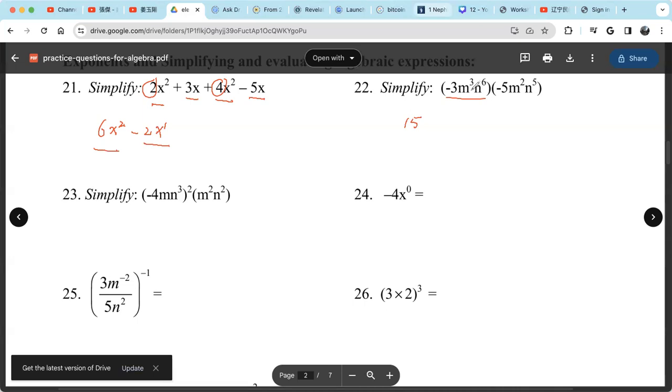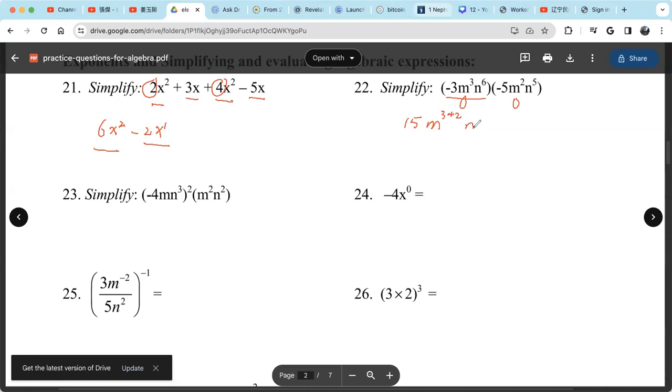Then we're looking for the same base. Here we have m cubed, here we have m squared. We multiply m raised to 3 times m raised to 2. We add the exponents. M raised to 3 means m times m times m, 3 times, right? M raised to 2 means m times m, twice. So it makes sense to add the exponents. So 5. That means m multiplied by itself 5 times.